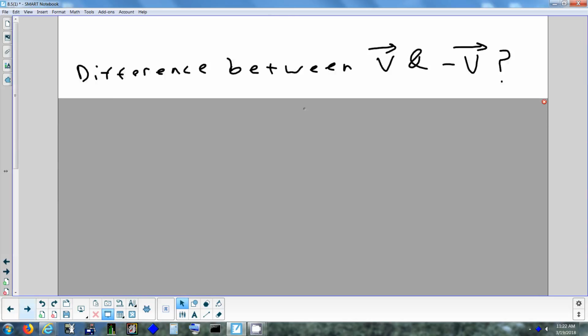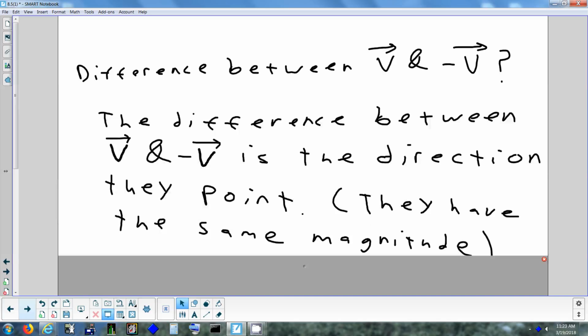What's the difference between vector V and vector negative V? One's negative and one's positive. So what would that mean if you drew it? One's going one way, one's going the other way. Yes, they point in opposite directions. So the direction is opposite, but what's the same? The magnitude. So keep that idea in mind. We just said that if you put a negative in front of a vector, it changes the direction. Keep that in mind.